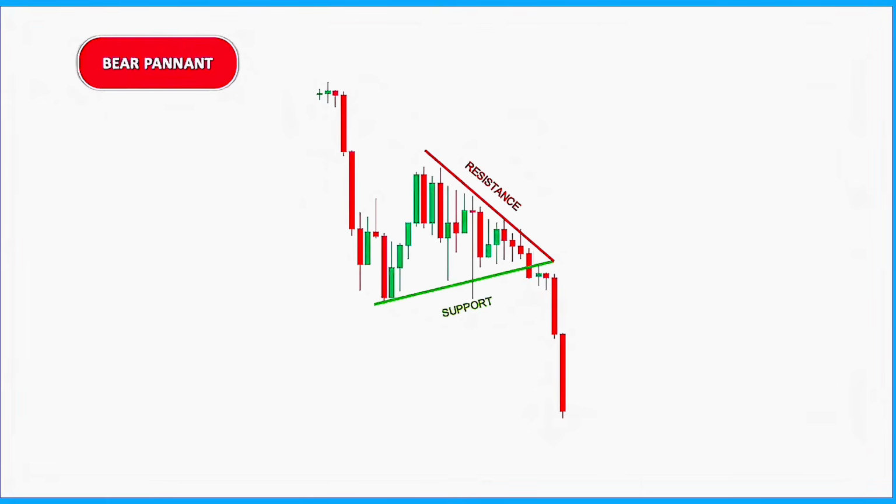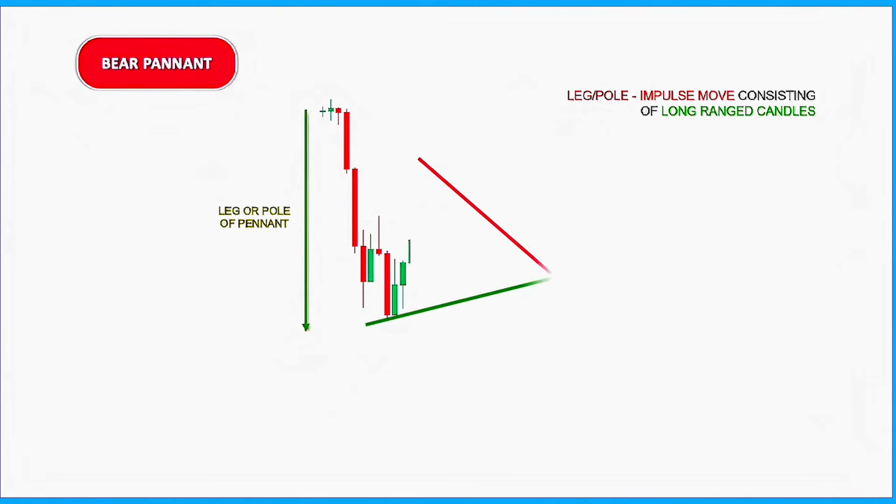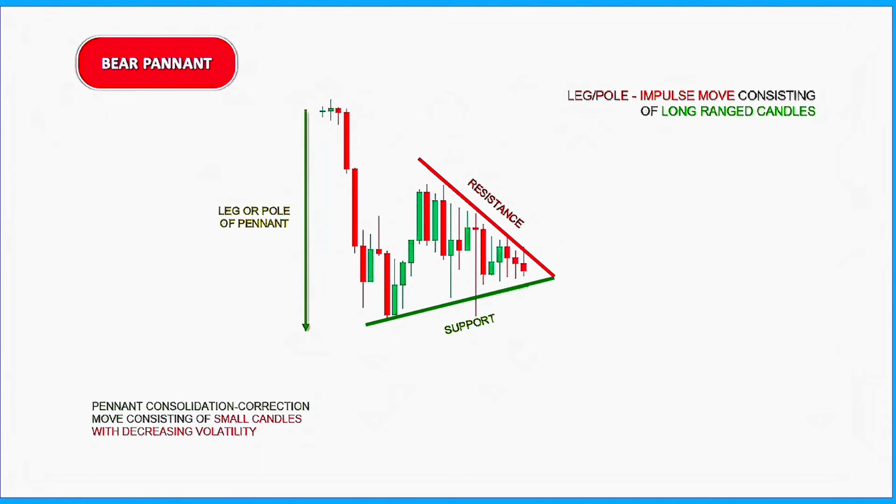I will not go into all the details of the bear pennant, because this is exactly the opposite of bull pennants. This is a bearish continuation chart pattern, and it includes an impulse candle with a strong bearish body. After this, there's a tight consolidation with small candles and a contraction in volatility. We expect the price to break below the trend line support level and continue with the trend.